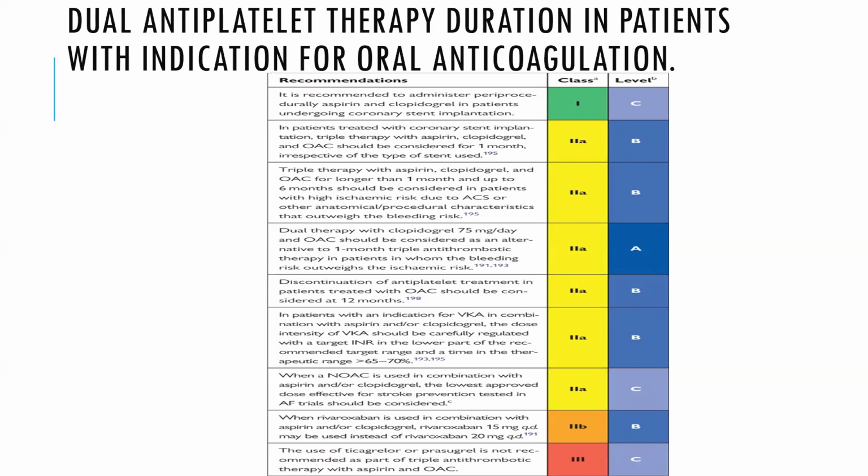Now, for dual antiplatelet therapy duration in patients who have an indication for oral anticoagulation. The only one that received a class 1 recommendation there is to administer peri-procedural aspirin and clopidogrel in patients undergoing coronary stent implantation. And in a patient treated with coronary stent implantation, triple therapy with aspirin, clopidogrel, and oral anticoagulant should be considered for 1 month, irrespective of the type of stent used. I think I have mentioned this earlier. Let's go to the next slide.